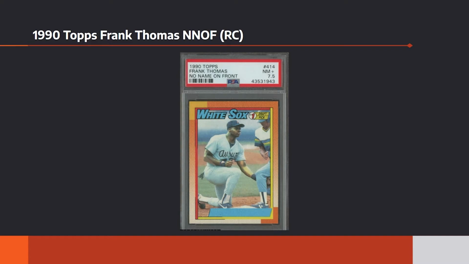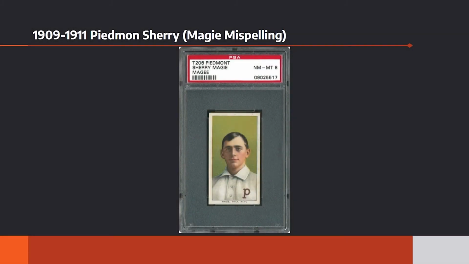Same goes for this one. You'll see it a lot on eBay if you look up Frank Thomas, or if you look up no name on front rookie card, he's pretty much the one that everyone talks about. But now we do have an intentional one with Luis Robert.